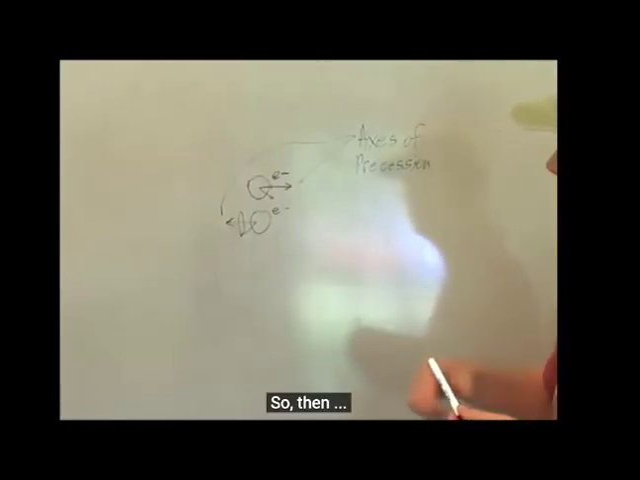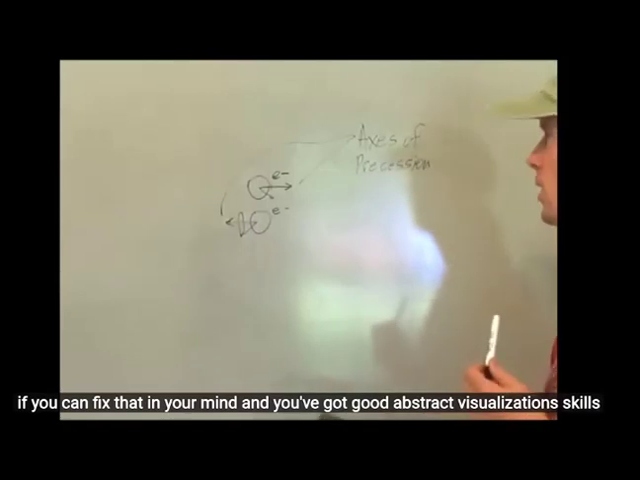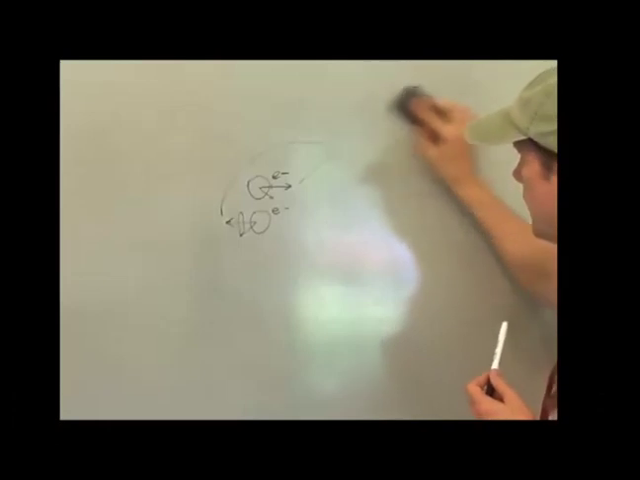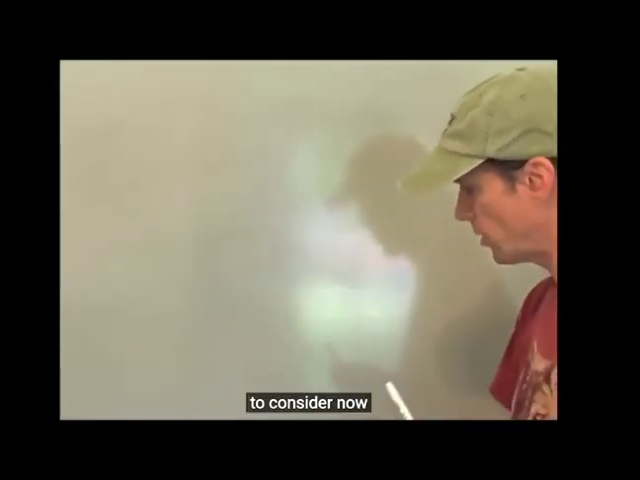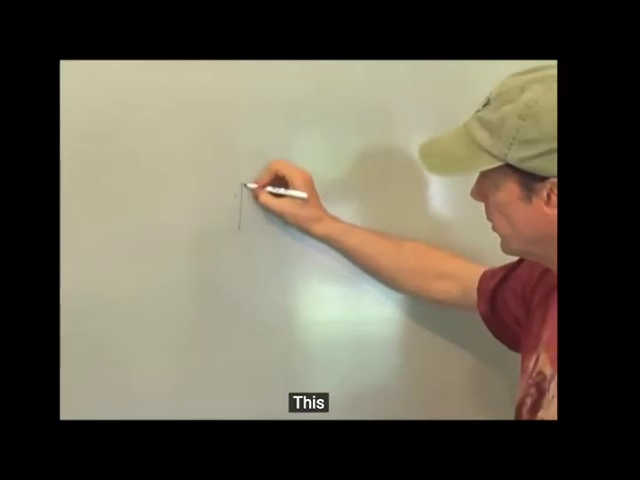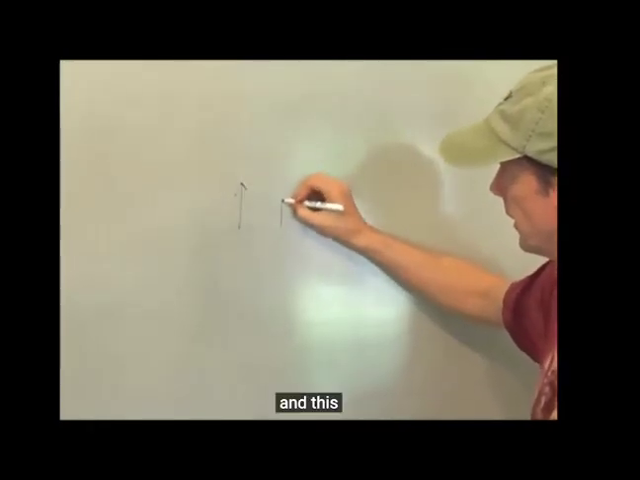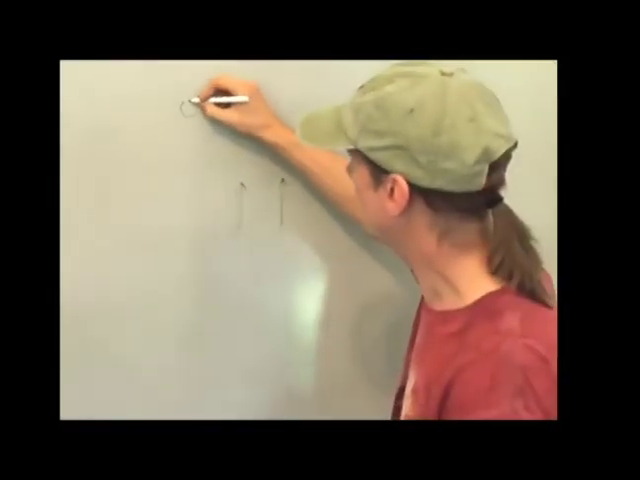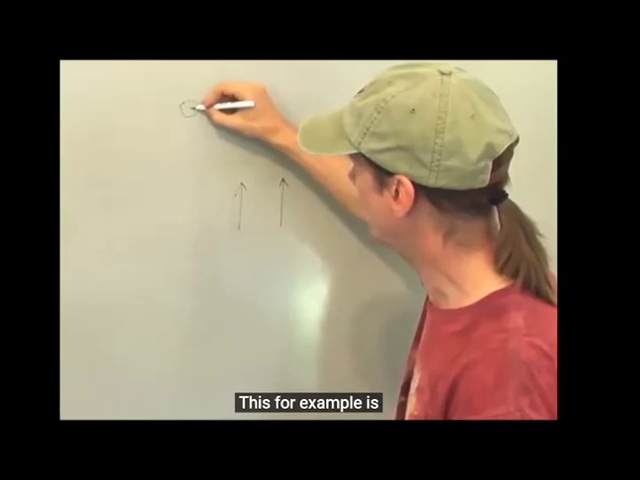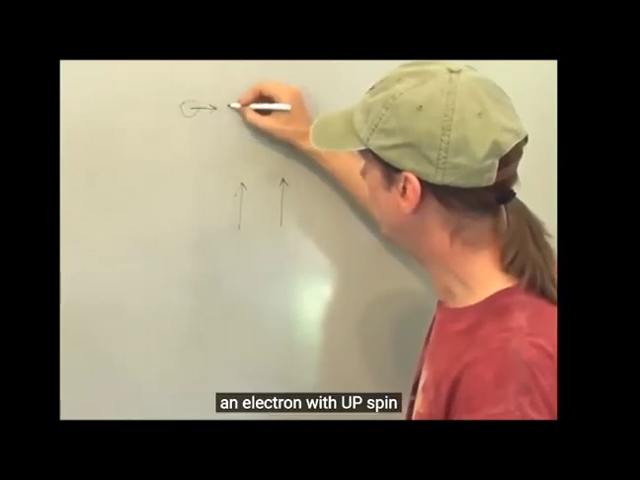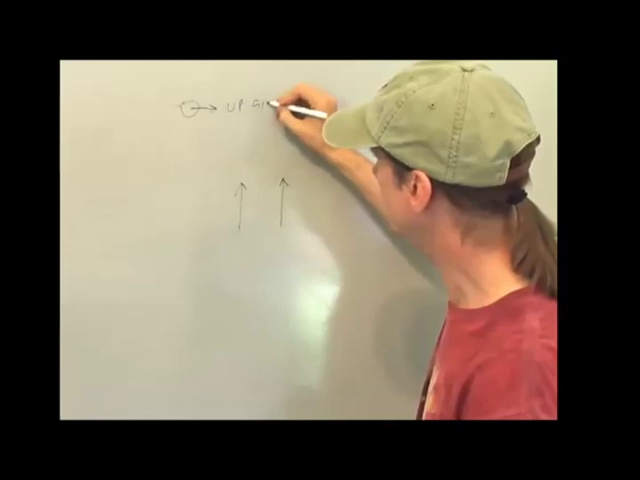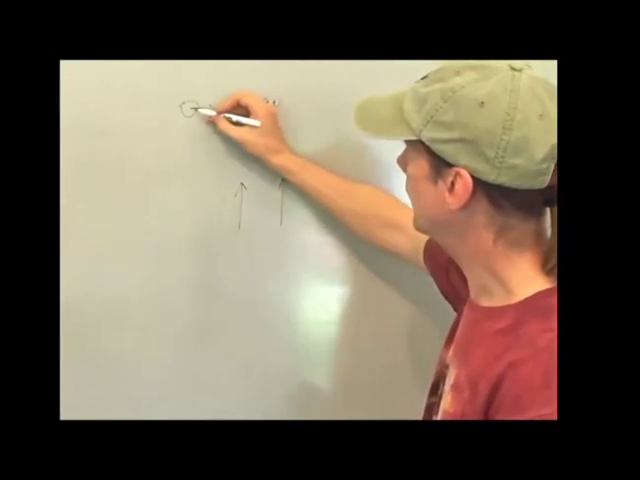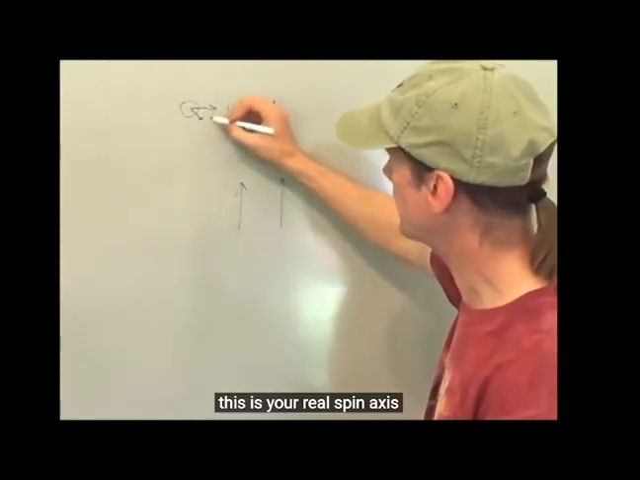So then, if you can fix that in your mind and you've got good abstract visualization skills, you'll be able to consider now this and this to be, this for example is an electron with up spin, and this is your real spin axis.